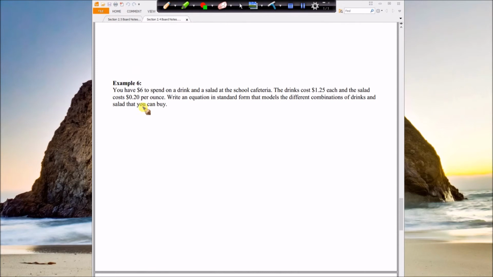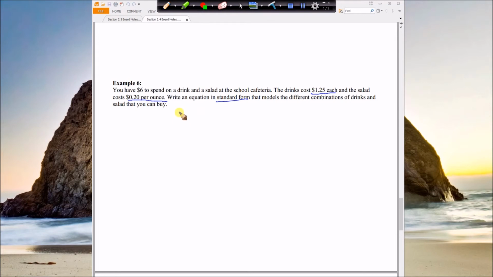All right, one more, actually almost a little bit of an easier question, but now they're asking you to write your equation in standard form. All right, so it says you have $6 to spend on a drink and a salad at the school cafeteria. The drinks cost $1.25 each, and the salad costs 20 cents per ounce. It's some expensive salad. So it's a salad bar where you can just take as much as you want.